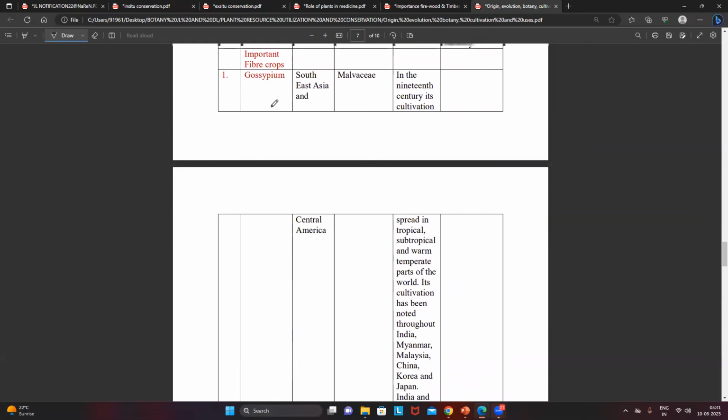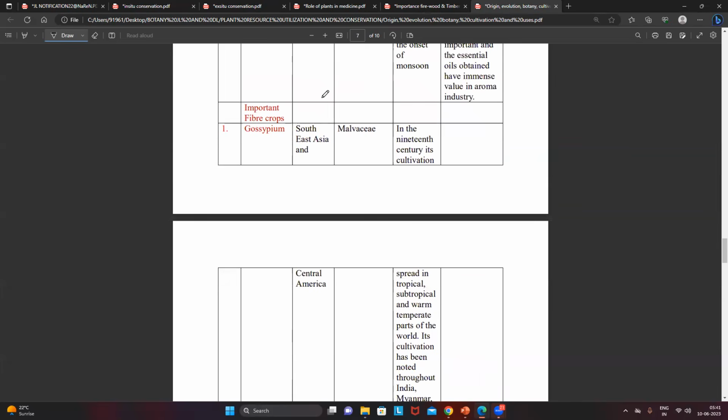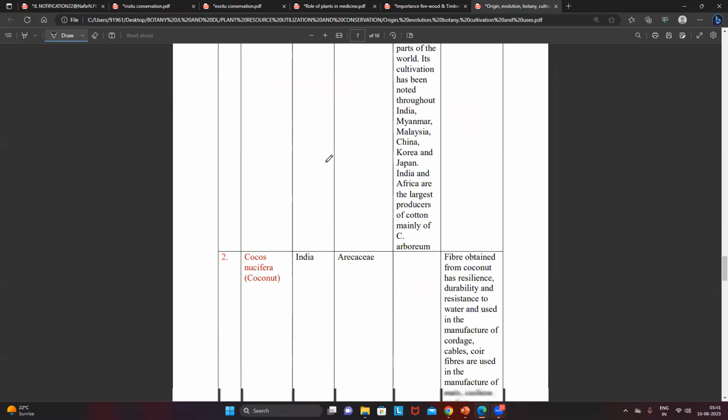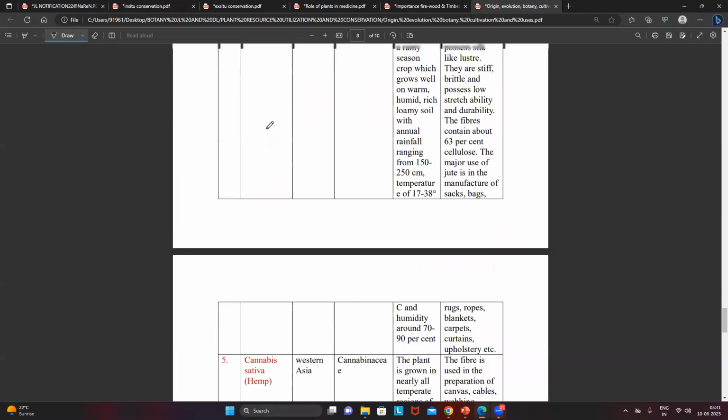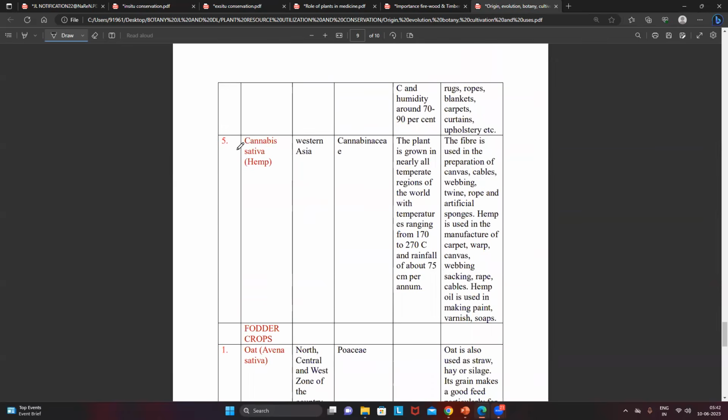Then followed by fiber crops. In the fiber crops, widely asked are Gossypium, Cocos, Crotalaria, and jute. Then followed by cannabis. These 5 are asked most widely and are most important. So once again, I want you to remember which country, family, uses.